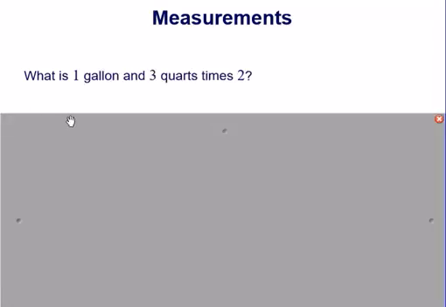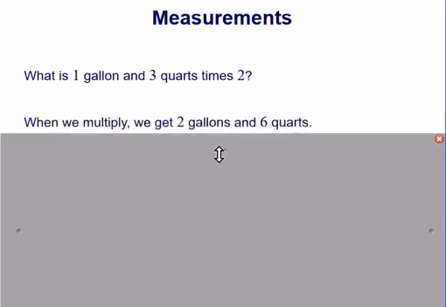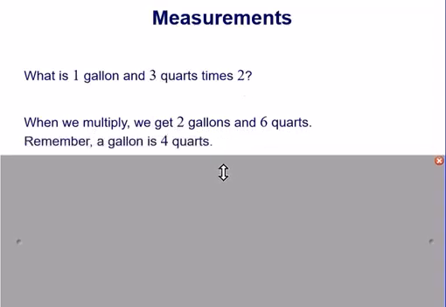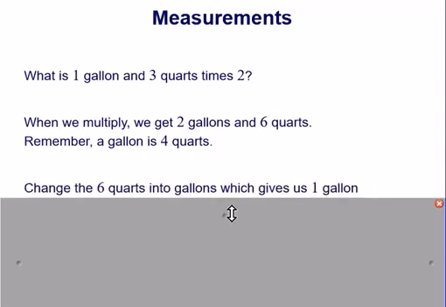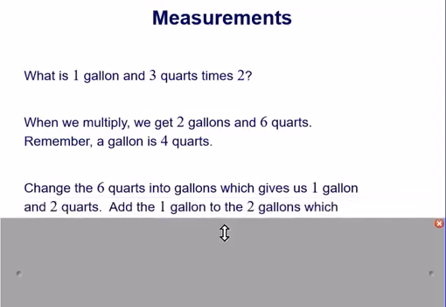Finally, another example is between gallons and quarts. A lot easier to say. What is 1 gallon and 3 quarts times 2? Well, when we multiply by 2, we get 2 gallons. 1 gallon times 2 is 2 gallons, and 3 quarts times 2 is 6 quarts. But remember, a gallon is 4 quarts, and 6 quarts goes over that measurement. So we can change the 6 quarts into gallons, which gives us 1 gallon and 2 quarts left over.